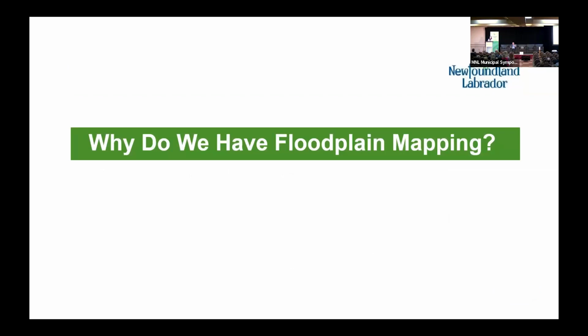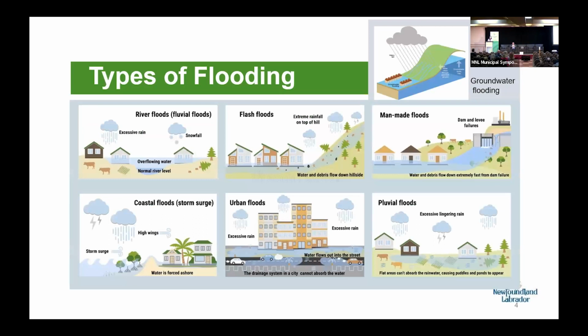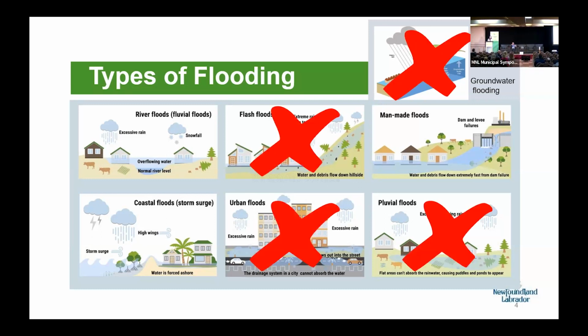So first off, why do we have floodplain mapping in the first place? Well, there are different types of flooding that we see here in the province. There's river flooding, coastal flooding from storm surge and waves. We also have urban flooding and flooding sometimes from man-made structures, for example, if a dam fails. The program that I run does not look at those. What we look at is riverine flooding and coastal storm surge flooding, and there's a different section in our division that also looks at dam break flooding.